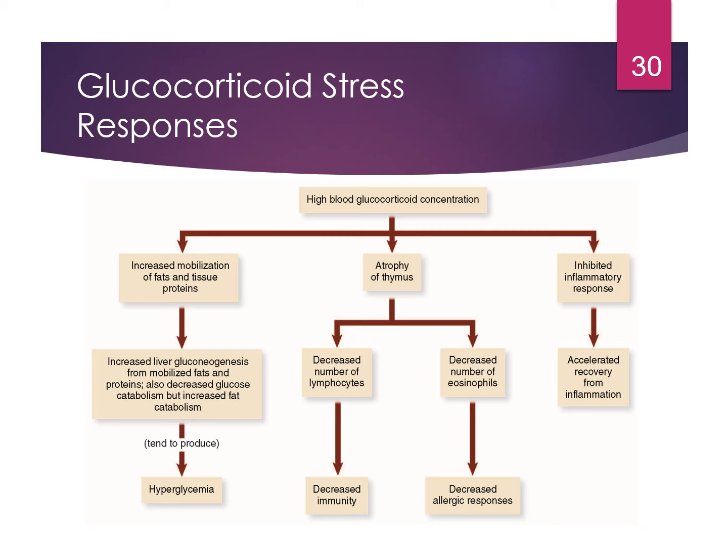It's going to increase mobilization of fats and tissue proteins, right? Because those are going to be broken down through the process of gluconeogenesis to make glucose, which is going to lead to hyperglycemia, right? Increased sugar in the blood. Something else that's going to happen is it's going to impact the thymus. And because of that, the body is going to have a decreased number of lymphocytes and eosinophils, which are part of our immune system, and that is going to lead to a decrease in immunity and a decreased allergic response.